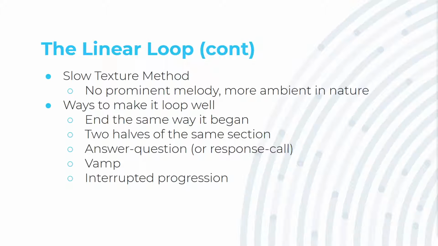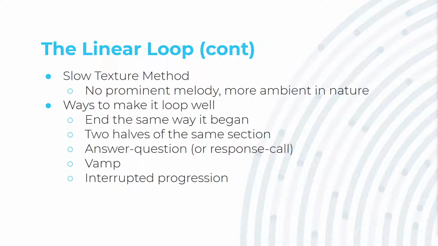And the last one on this list, interrupted progression, is when the first half of a progression ends the piece, with it seamlessly matching the second half that begins the piece. And again, it's similar to the two halves and the answer question methods, but it's distinct in the way that it's just one melody cut in half instead of two distinct parts or two complementary pieces.